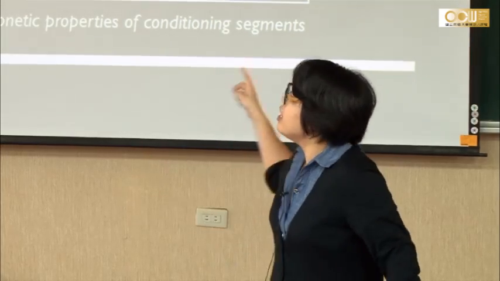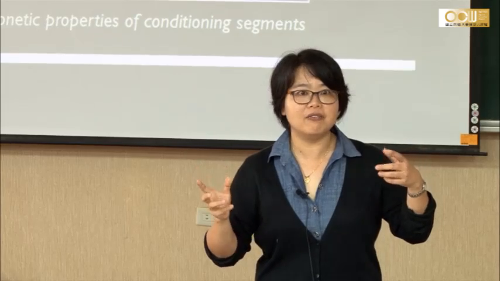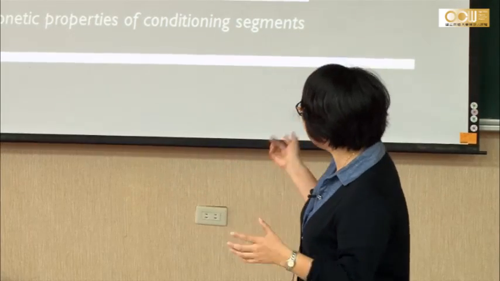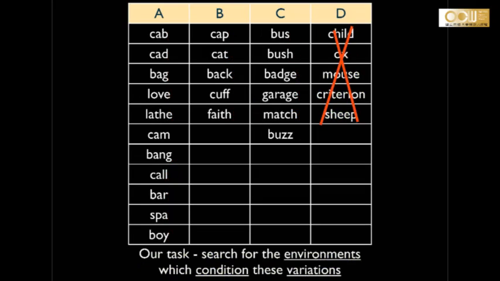And then second of all, you need to be able to find the patterns. Like the Jason Wu example I gave you. You need to find out the patterns. And then find out the phonetic properties of the conditioning segment. So you need to find out why. How this happens. Is it because of a neighbor? Is it because it's in a syllable initial position? Is it because it's after a stressed vowel? You need to be able to see that pattern. That's why it's difficult. So our task right now is to search for the environment which conditions this variation.